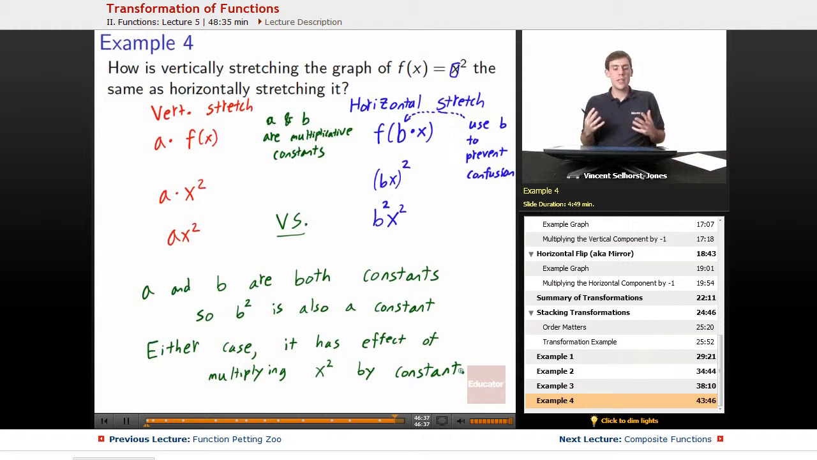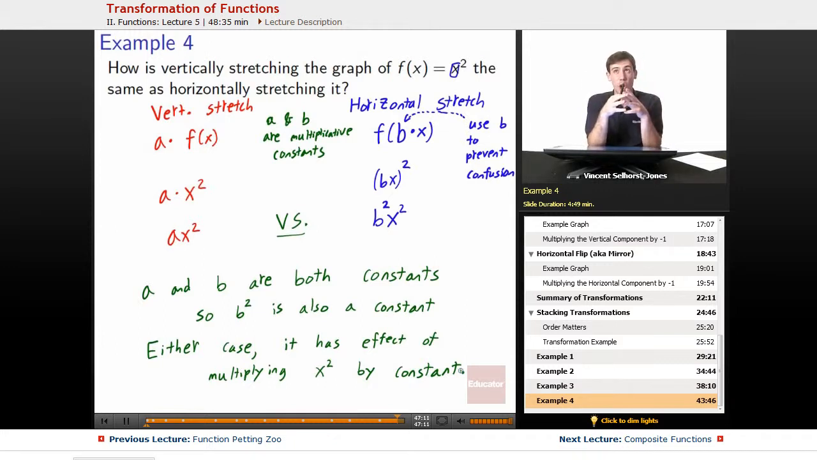So what we're seeing here, if you go back and look at the vertical stretch example and the horizontal stretch example, you'll notice that they actually look basically the exact same. There were slight differences, but it's the same sort of stretching going on. Because when we compress it horizontally, it causes it to just sort of squirt up vertically. And when we stretch it out vertically, it's the same thing as if we'd compressed it horizontally. So in either case, it's just the same as multiplying by a constant. So that's why they're so similar.